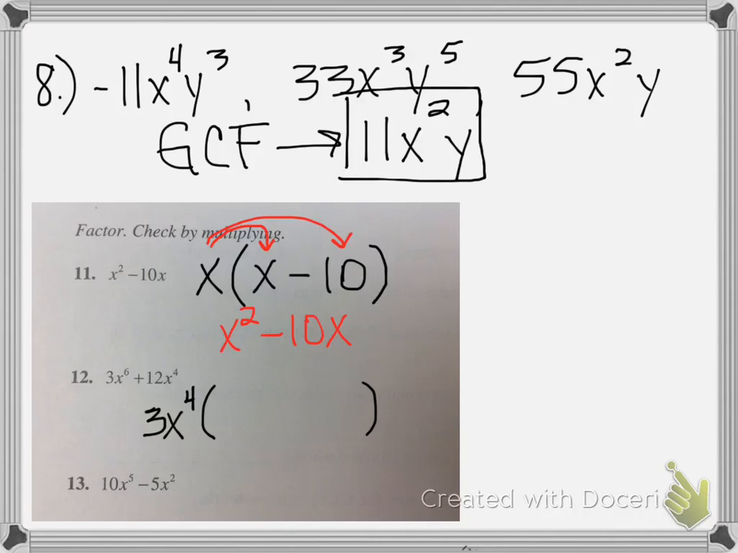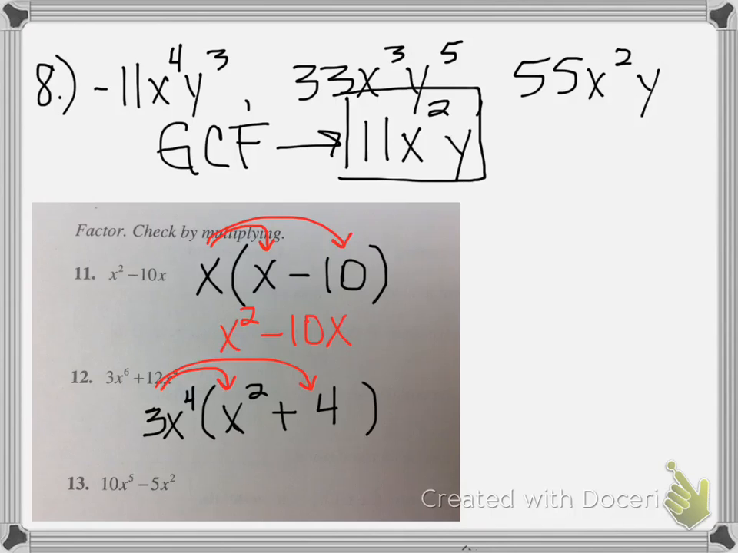So now, let's see what we would get when we factor that out. 3x to the 6th divided by 3x to the 4th would be x squared. And if we factor 3x to the 4th out of 12x to the 4th, we would be left with simply 4. Again, you can check your work. You can do it mentally, or you can write it out. Just remember that you want to multiply it back through and make sure you get what you started with. 3x to the 4th times x squared would be 3x to the 6th, and 3x to the 4th times 4 would be 12x to the 4th.